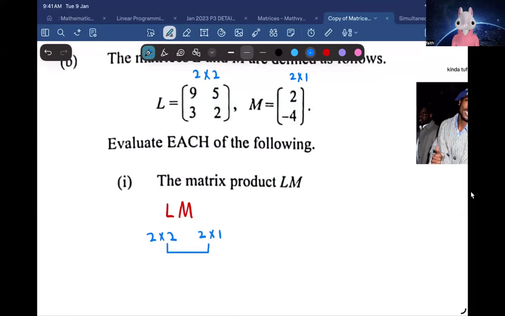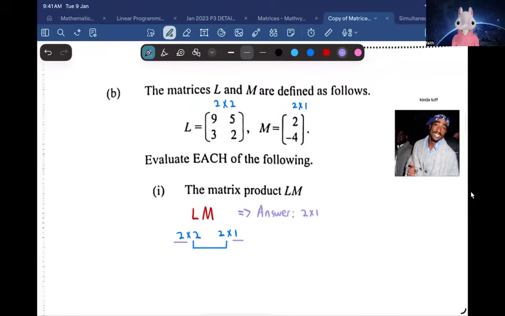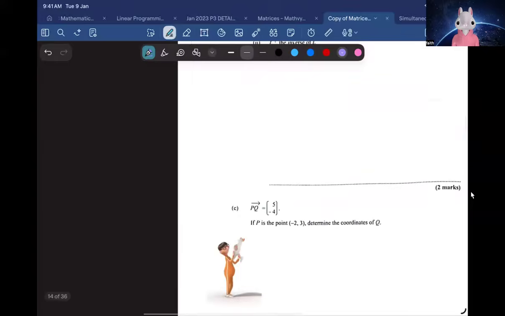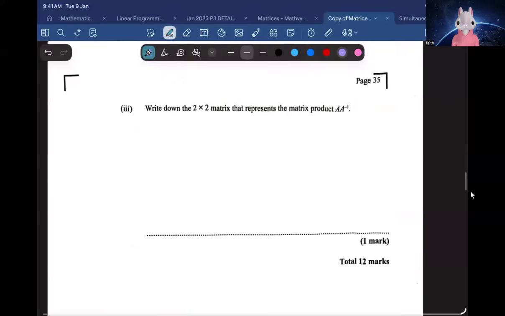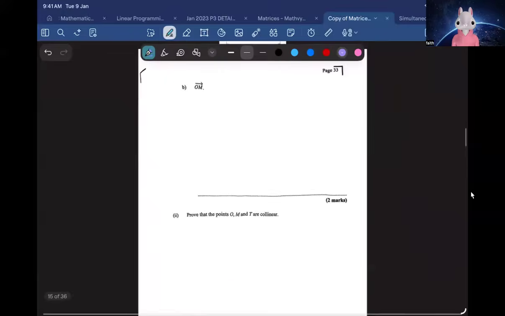Yes, sir. Right. Now let me explain something. If you want to figure out the order of your answer, look at the two outer numbers. So if I multiply these two correctly, my answer is supposed to be a 2 by 1. Sometimes they will ask you, without calculating, tell me the order of the final matrix. That's what they could ask. It'll be somewhere. Let's just keep going, right?